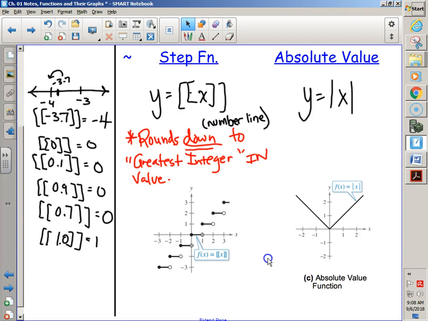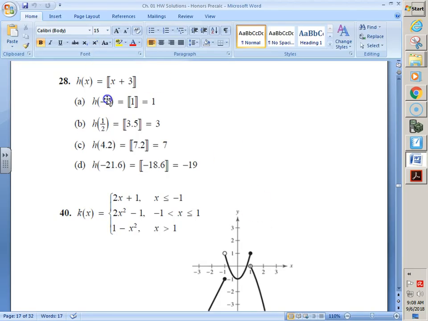Checking out the ones that you were supposed to plug in. Well, you were supposed to plug in negative 2, but you ended up in the brackets with negative 2 plus 3, 1. Oh, greatest integer is 1. Plugging in 1/2, you get 3.5 or 3. Plugging in 4.2, 7.2, which is 7. Do you see now why plugging in negative 21.6, getting negative 18.6, rounds down to negative 19? Okay, it's weird, but you just kind of have to get your brain used to it, and it should be okay.